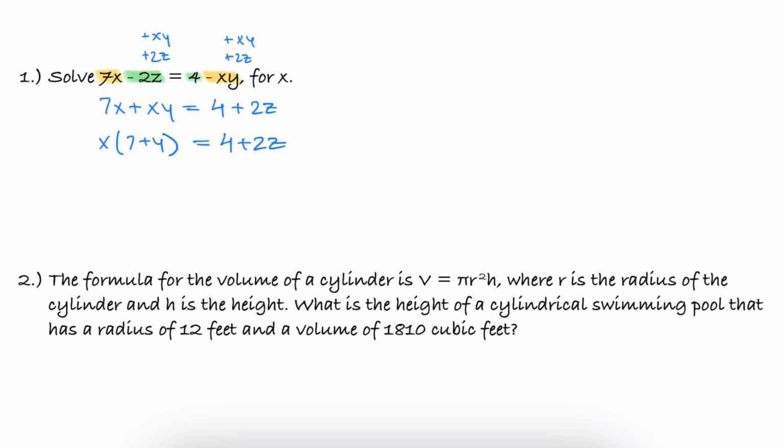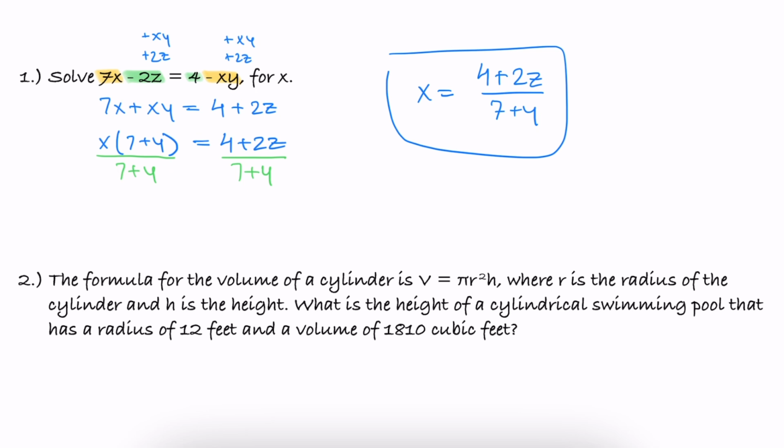And then to make sure that x is isolated on one side, I'm just going to divide both sides by this value right there, 7 plus y, divided by 7 plus y. And that's going to be our answer. Just x is equal to 4 plus 2z over 7 plus y.